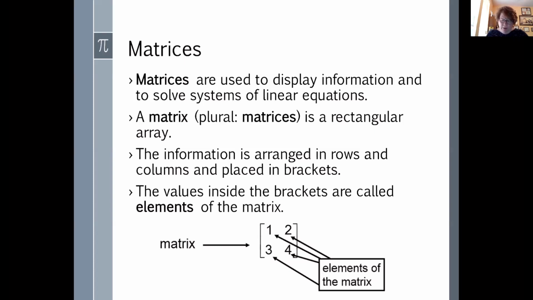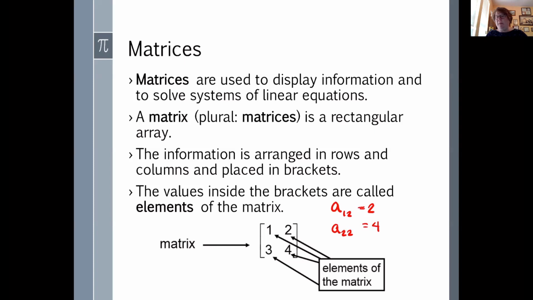So for example, we could write something like A12. This represents the element that's in the first row and the second column. So the first number in your subscript tells you what row you're in. The second number in your subscript tells you what column you are in. So the element that's in the first row, second column, is a 2. The element in the second row, second column, which we would designate A22, would be 4.